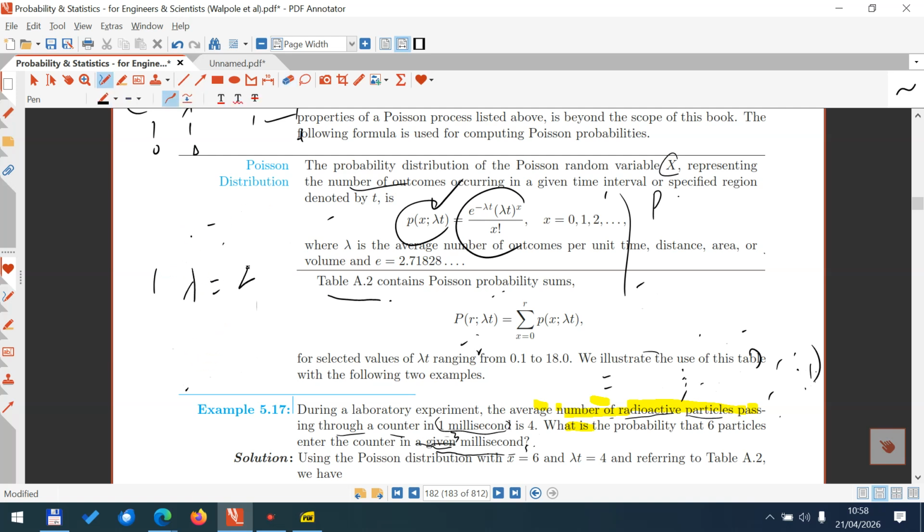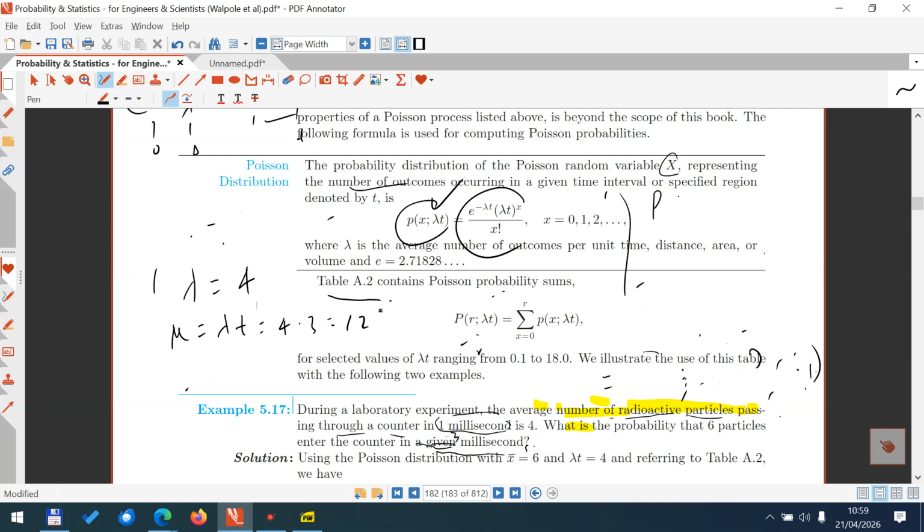Why? Because this is 1 millisecond. But what is mu this time? Mu is not equal to 4 now. It's 3 times 4. It will be lambda times t, right? So 4 times 3, 12, right?